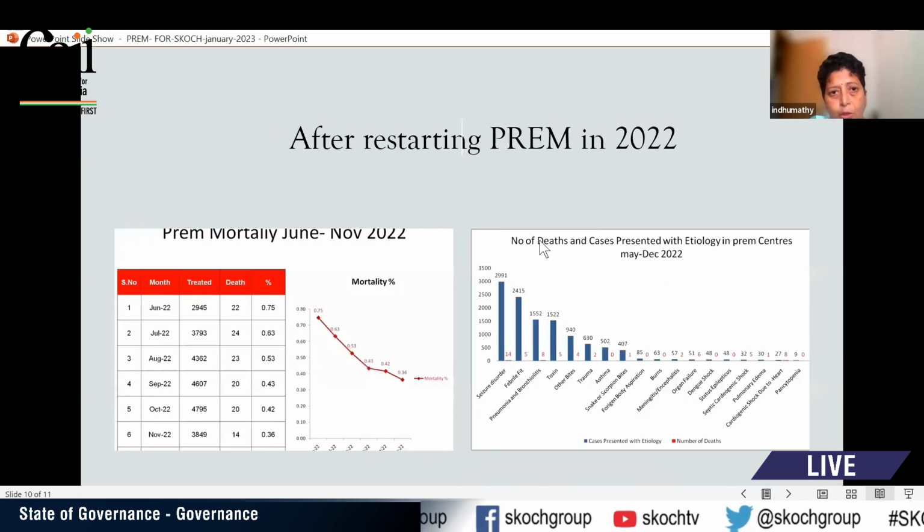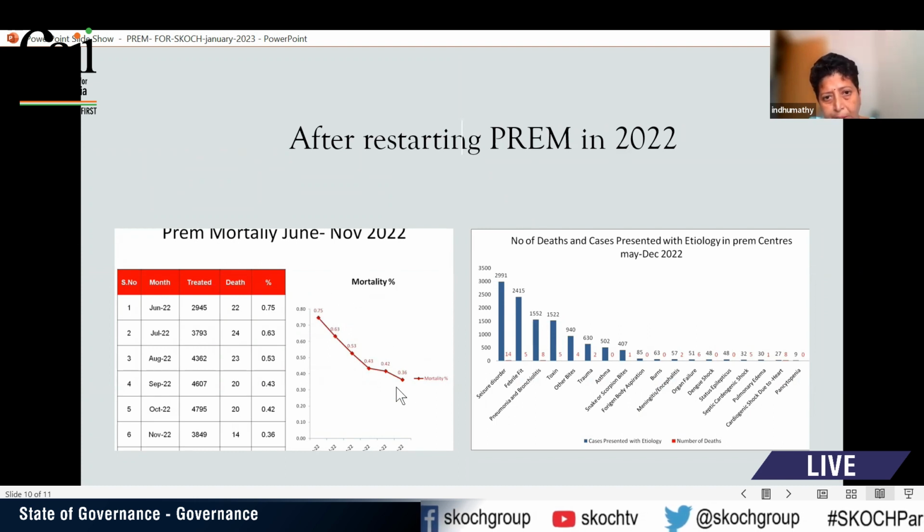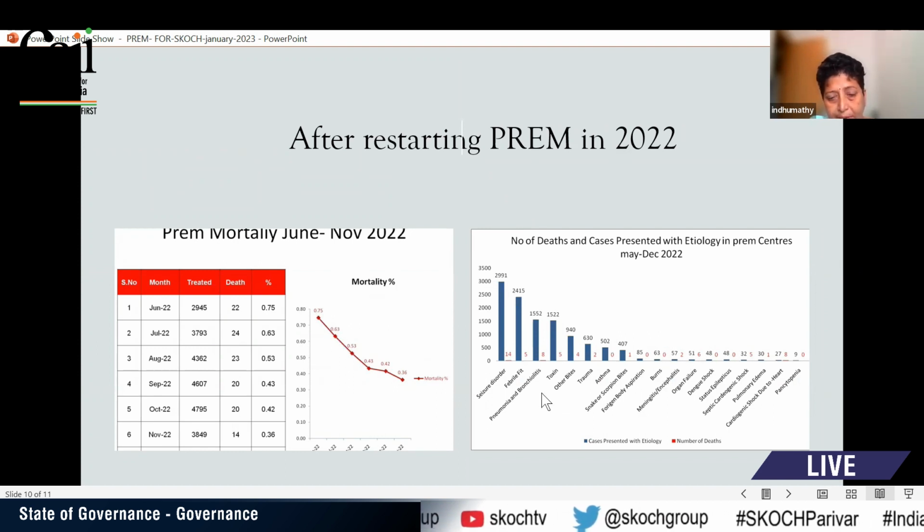And we started looking at our own data from 2022. You can see a drop in mortality, and you can see they've started seeing these cases, and you can see the single-digit mortality. This is a case in progress. We have just restarted the program. We hope to make inroads into reducing under 5 mortality using the PRAME initiative.